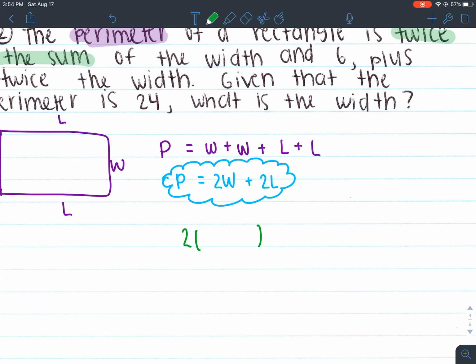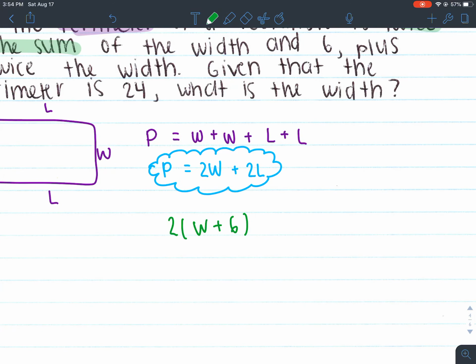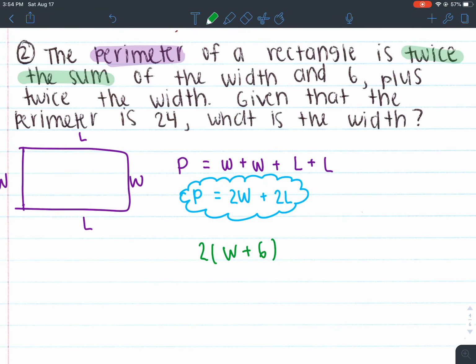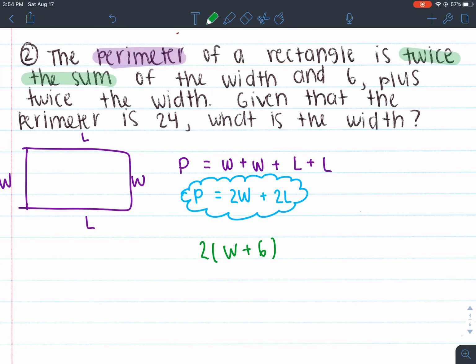The width I've already given the variable W, so I'm going to put W and 6. What operation is going to be happening between width and 6? It's going to be an addition sign because it says plus, or sum, right? Now that I have that, it also says, after, width and 6.